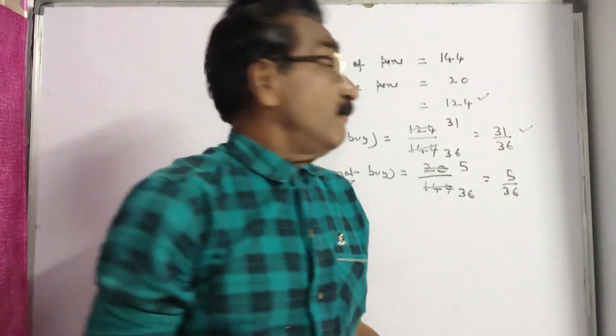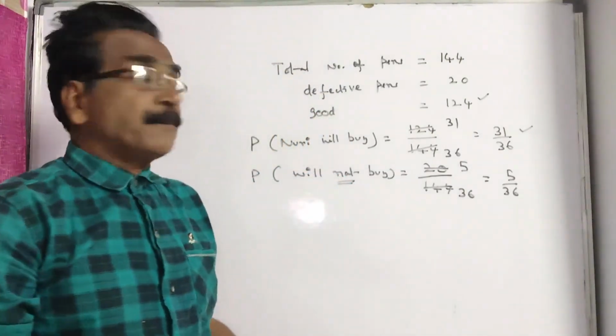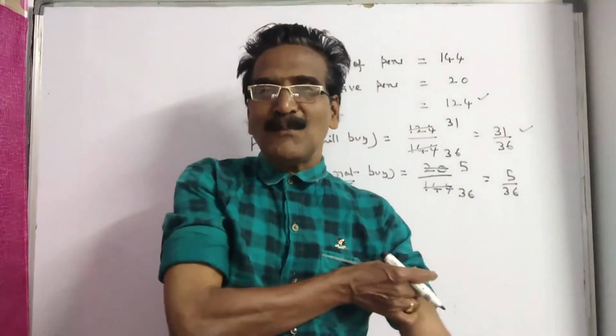So the probability that Nuri will buy the pen is 31 by 36, and the probability that Nuri will not buy is 5 by 36.